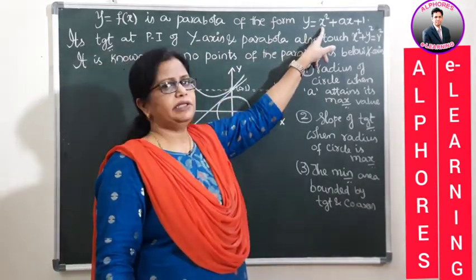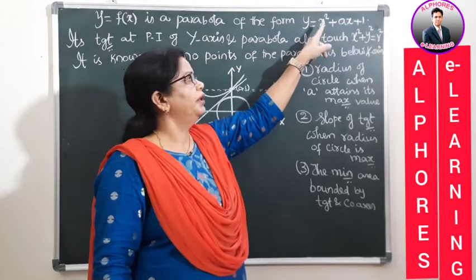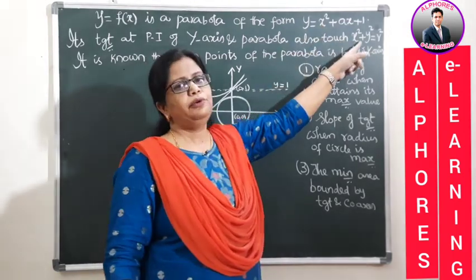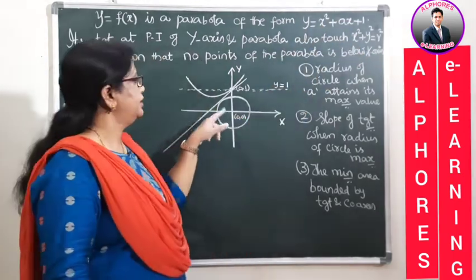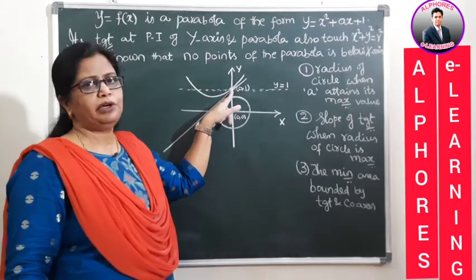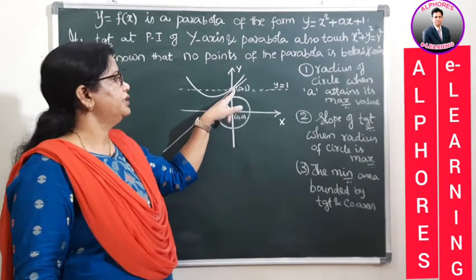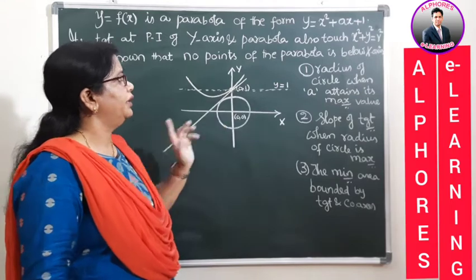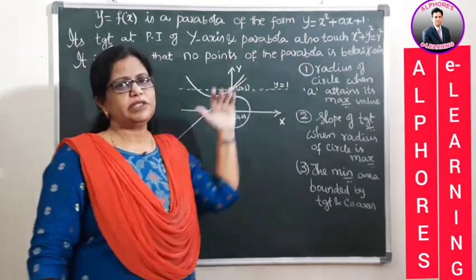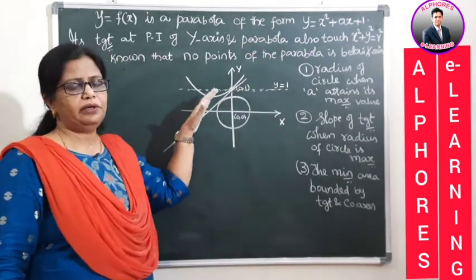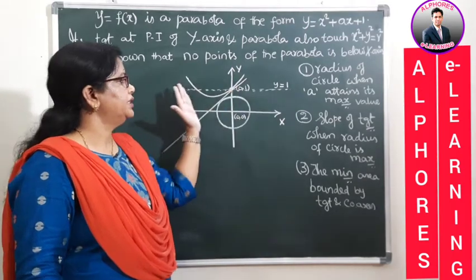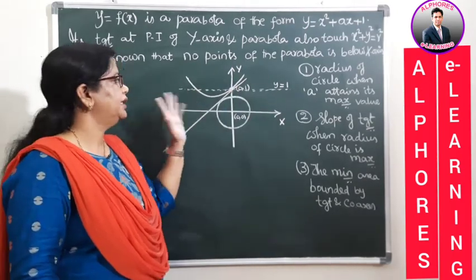When on the y-axis, x is 0. When x is 0, y equals 1. That means the tangent is drawn at the point (0, 1) to the parabola. As a is unknown, I am just taking the parabola in this way. You can draw it this side or this side, anyway, we can draw. Just like that I have taken.